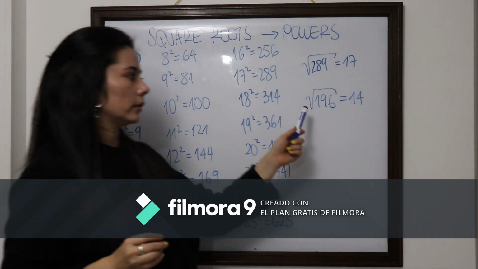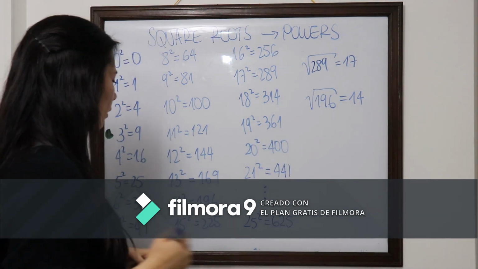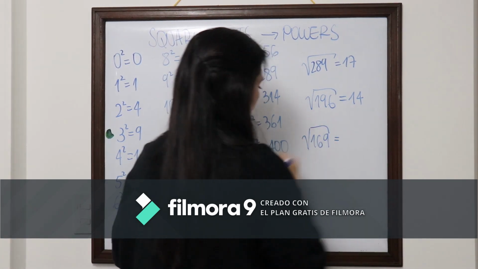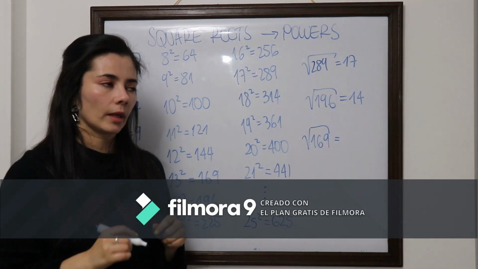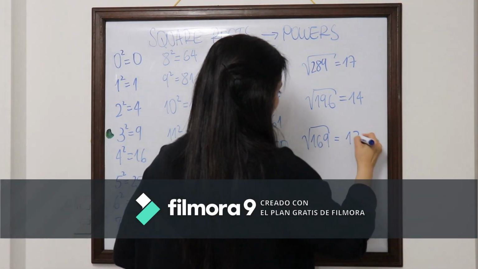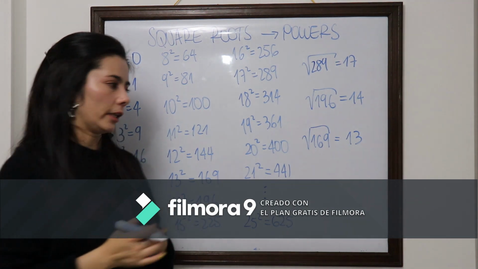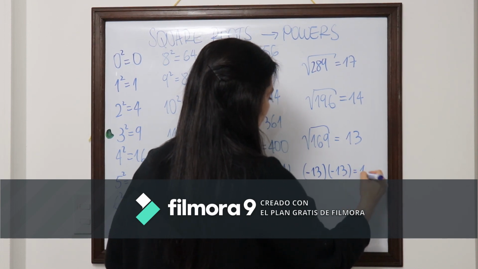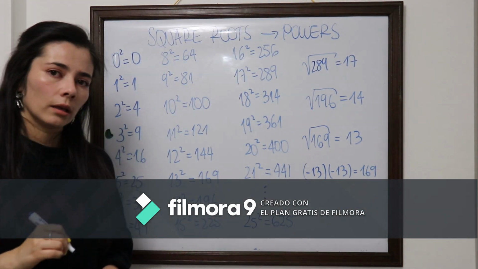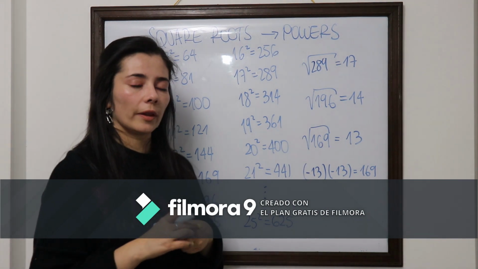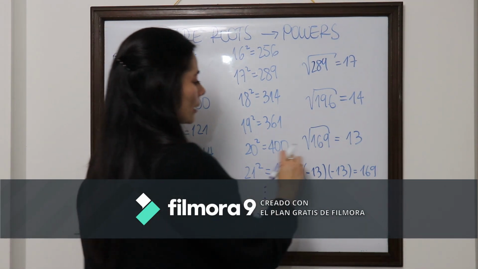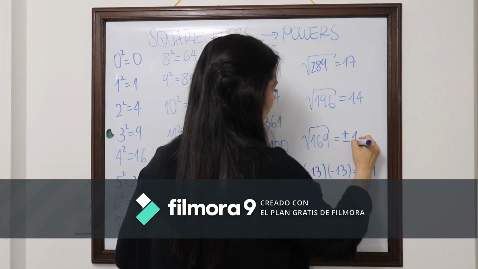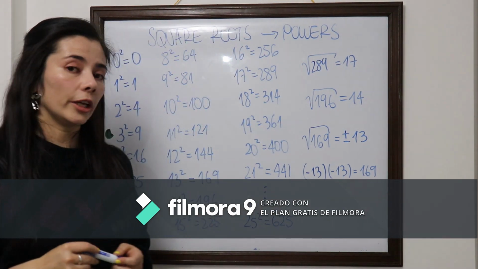Now we have one deal here though. Say for instance, I want to have the square root of 169. Yes, it's 13. But what happens with negative 13? If you think about negative 13 times negative 13, that is also 169. So you can actually work it with negative 13 as well. So that's why every square root is going to have a positive answer and a negative answer. Okay? We need to know that.